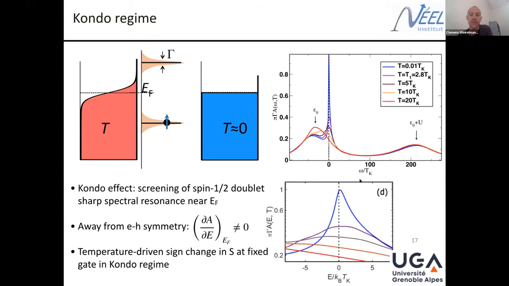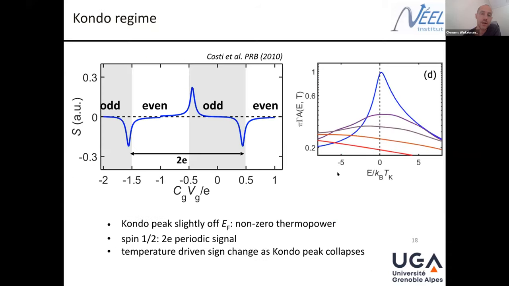So that means that as a hallmark of Kondo physics, I expect a sign change of thermal power at increasing temperatures. To summarize, this is what I plotted here. This is basically what we expect. We have lost this 1e periodicity. We have something that is now changing sign when we go from even to odd because of this alternation.